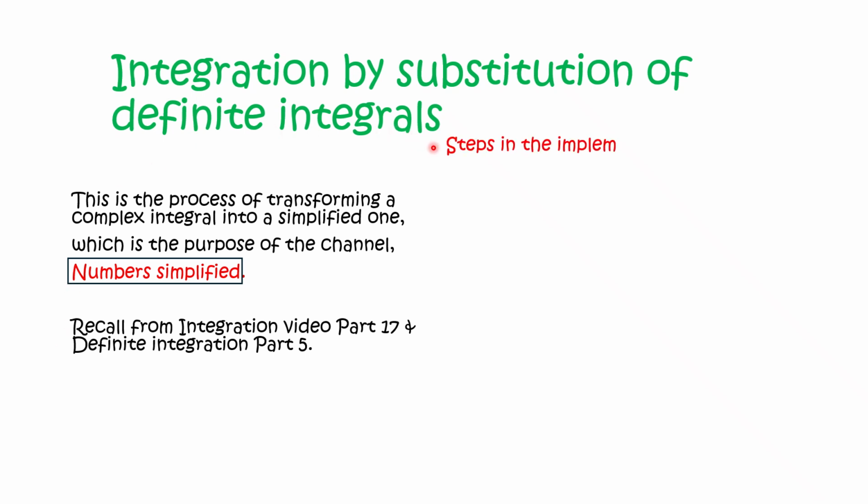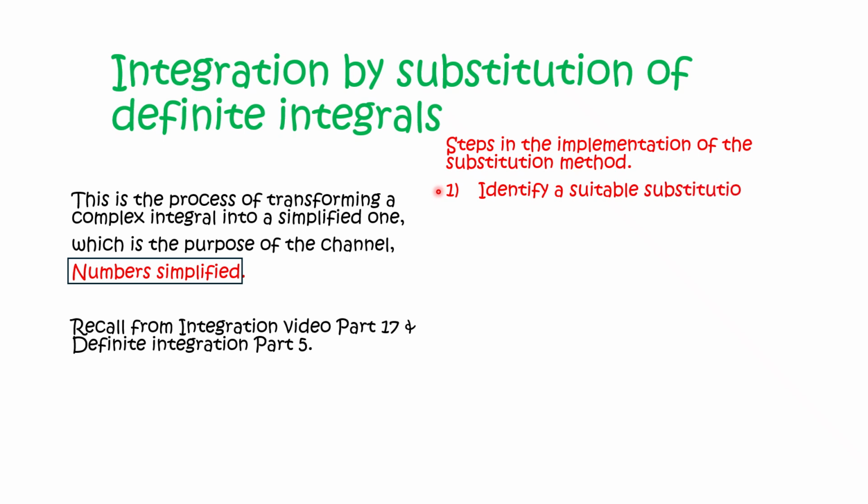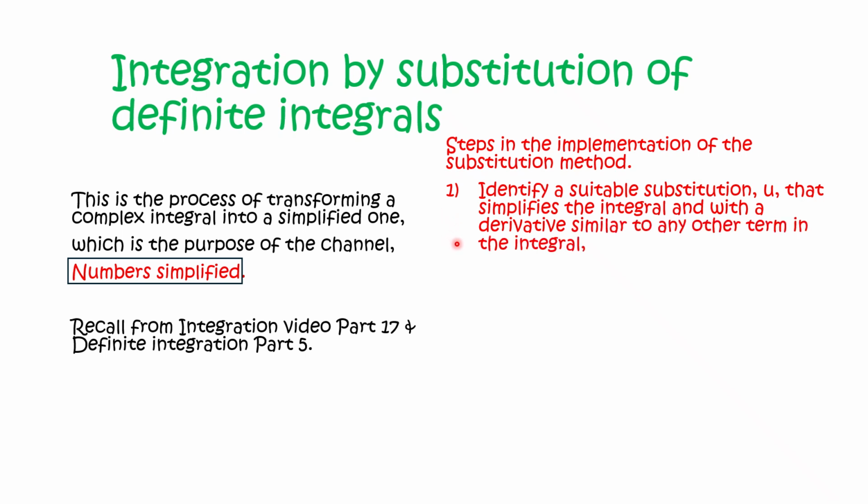Recall from the integration video part 17, the definite integral part 5 as well, we highlighted steps that are crucial and involved in the implementation of the substitution method. Step number 1, we identify a suitable substitution u that simplifies the integral. It is also important to note that the derivative of that substitution has to give us something similar to any other term left out in the integral.